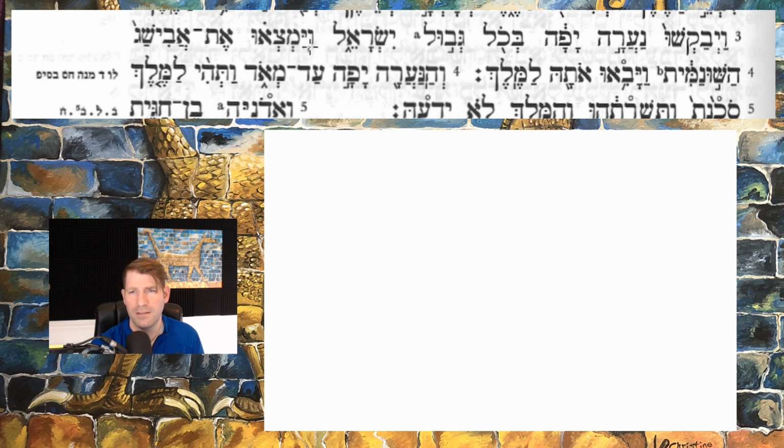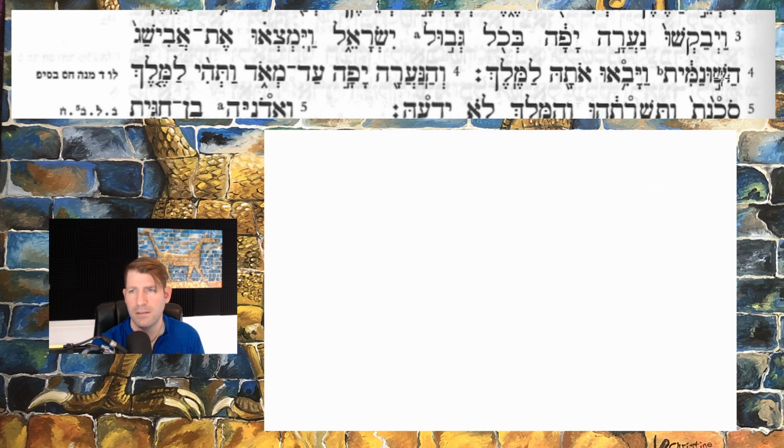Vayimtzu, Waw consecutive imperfect, third plural, masculine plural from matzah, standard form here, yimtzu. So if you have two shavas in a row, the first one's going to be silent, the second one's going to be vocal, yimtzu. And then et, the object marker, Avishag, so they found et Avishag. The use of et that I always go back to is Genesis 1:1. Bereshit bara Elohim et ha-shamayim ve'et ha'aretz. So et just is an arrow pointing to the direct object of the verb.